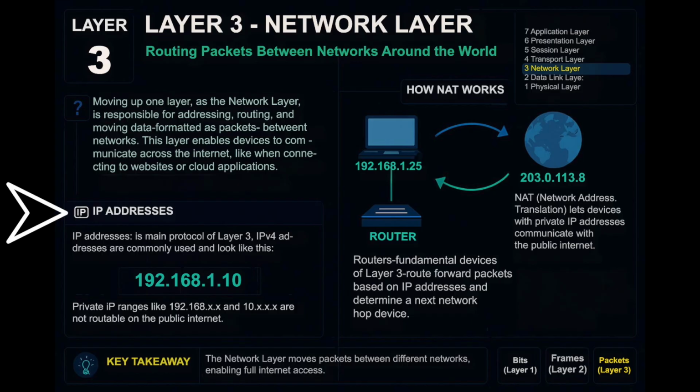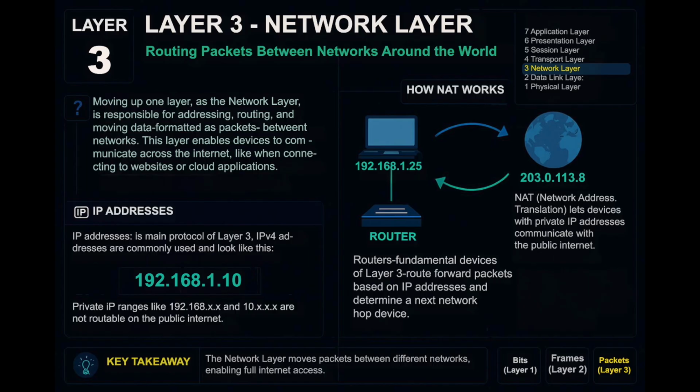The Internet Protocol, IP, is the core technology of Layer 3. Every device connected to a network is assigned an IP address, such as an IPv4 address, like 192.168.1.10, or an IPv6 address. Private IPv4 addresses, such as 192.168.x.x, or 10.x.x.x, are commonly used inside homes and businesses for internal communication. These addresses are not routable on the public Internet.